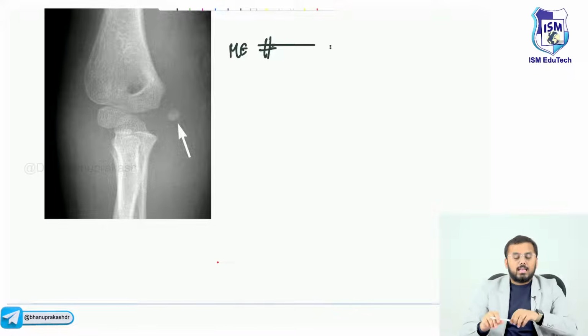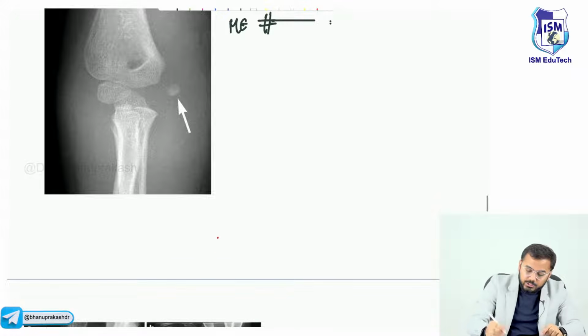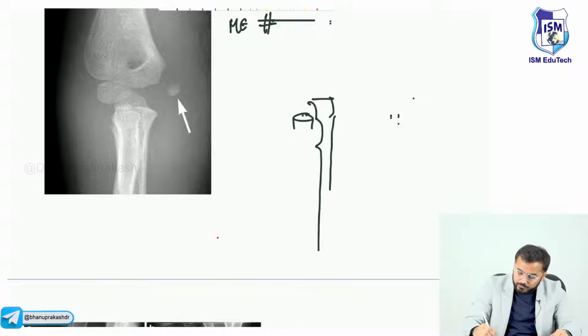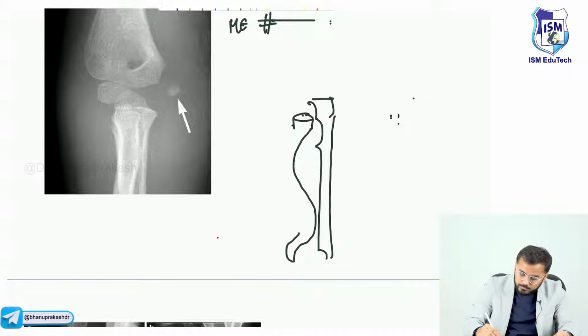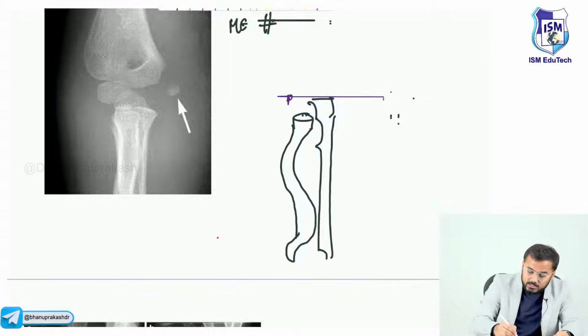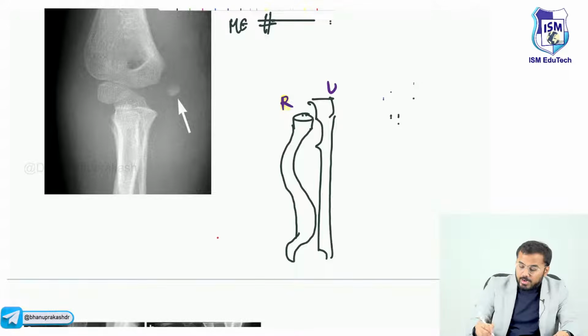All of you know this picture, that let us say this is your radius, this is your ulna. If you look here, guys, the ulna bone is perfectly straight. But if you look at the radius, it is twisting all the way like this. You see two bones, this is radius and this is ulna. The ulna bone is perfectly straight, but the radius bone is twisted.